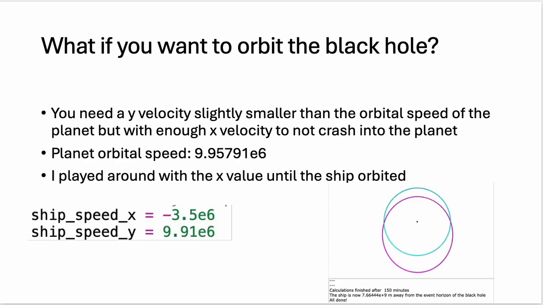And for the what if you want to orbit the black hole question, you would need a y velocity slightly smaller than the orbital speed of the planet, but it needs enough x velocity to actually leave the planet and not crash into it or the black hole. So after some trial and error with the x value, I got this velocity, negative 3.5 times 10 to the 6th, comma 9.91 times 10 to the 6th, to allow the ship to orbit. So you can see the pink line in this, the ship is creating an orbit around the black hole, and then again the planet is the blue line, which has the same orbit as before.